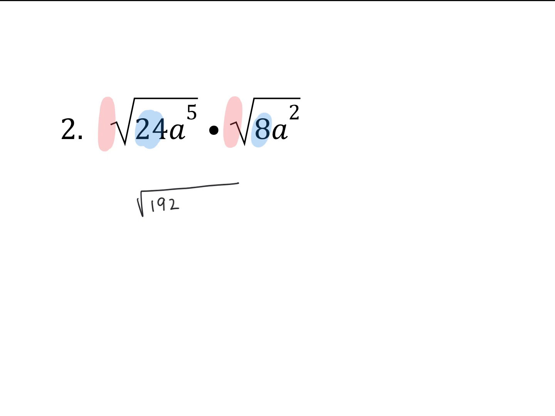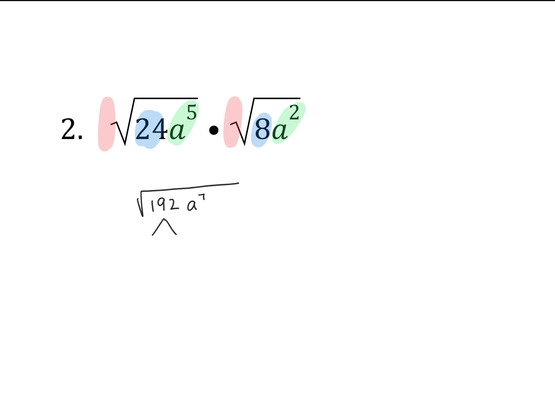And now I look for my variables, which is this and that. And I take x to the 5th and I add it to x to the 2nd. So that's going to give me not x's, they're a's. That's going to give me a to the 7th. So I'm going to put an a to the 7th right here. Okay? Now I'm going to do the same thing.